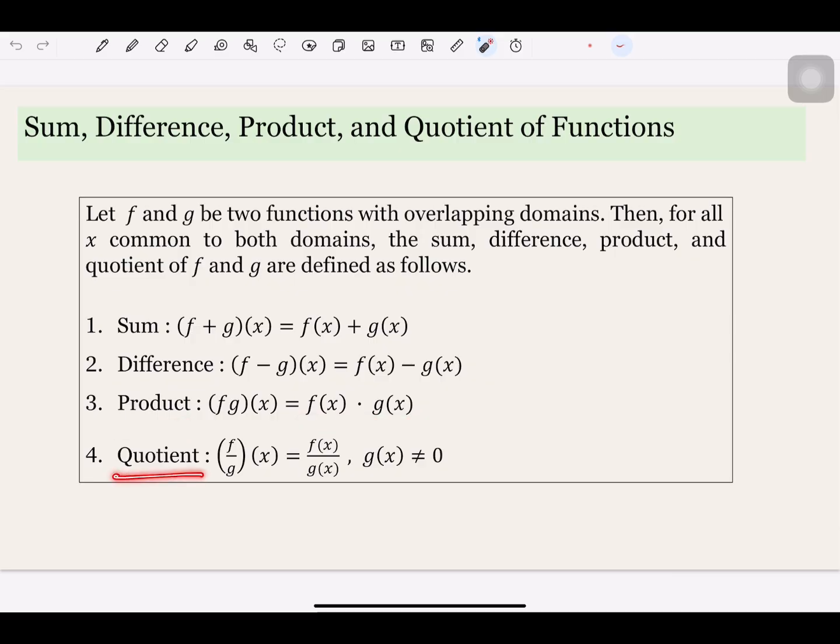And to get the quotient of two functions, we divide the output of f(x) by the output of g(x). But this happens only when g(x) is not equal to 0, because division by 0 is undefined. So these operations allow us to build functions from existing ones. Now let's see some examples for all these functions.